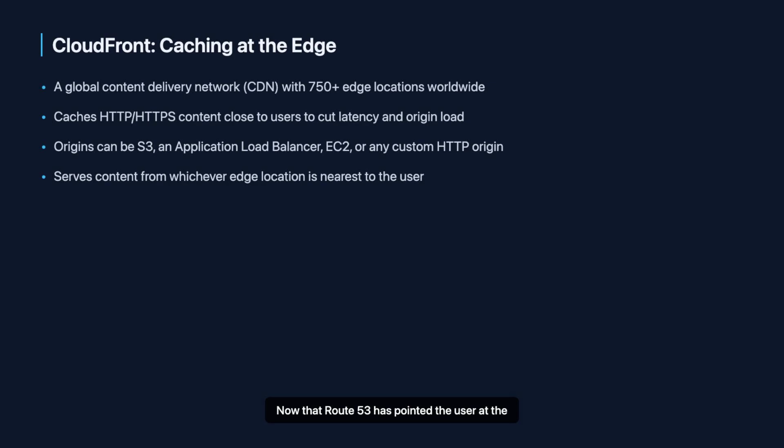Now that Route 53 has pointed the user at the right place, let's make that place fast. CloudFront is Amazon Web Services' global content delivery network, with more than 750 edge locations spread around the world. Its job is to cache HTTP and HTTPS content close to your users, which cuts latency for them and takes load off your origin. The origin, where the real content lives, can be an S3 bucket, an application load balancer, an EC2 instance, or any custom HTTP origin you pointed at. Whatever the source, CloudFront serves it from whichever edge location is nearest to the user.